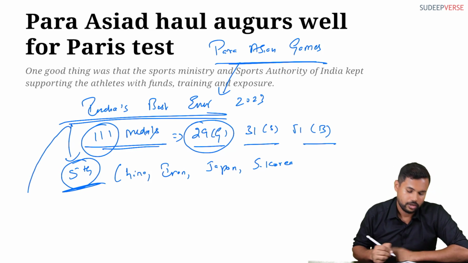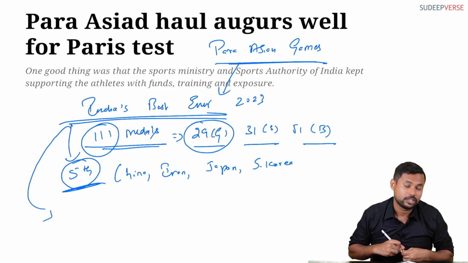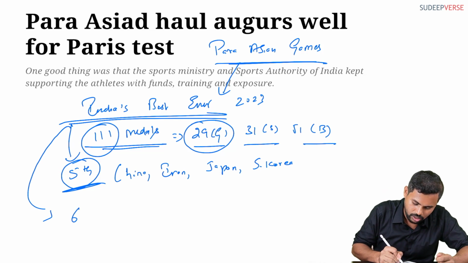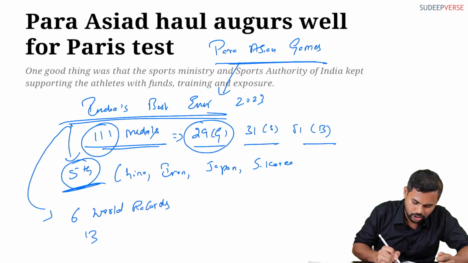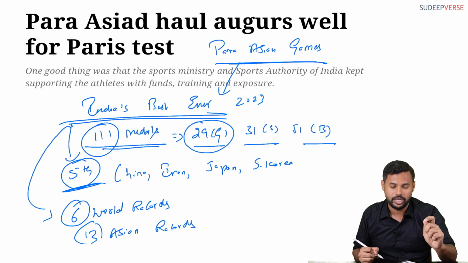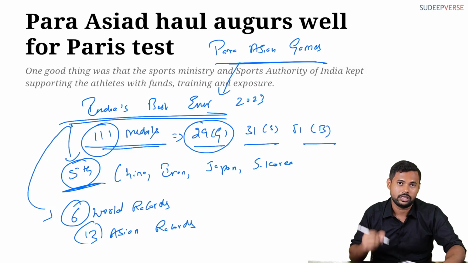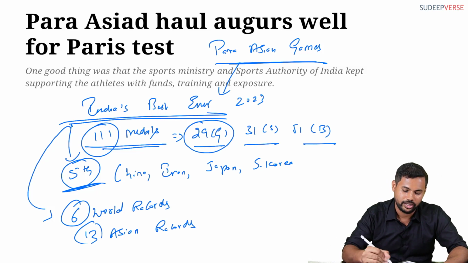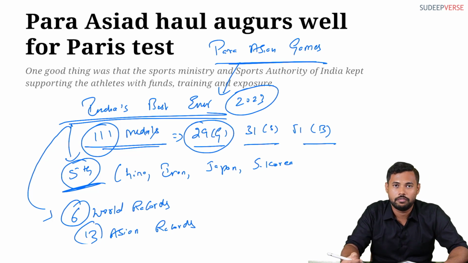The next is, it is a very proud moment that India has broken 6 world records and 13 Asian records. Okay, which is very good. It has broken 6 world records as well as 13 Asian records in this Asian Para Games of 2023 that happened in Hangzhou of China.